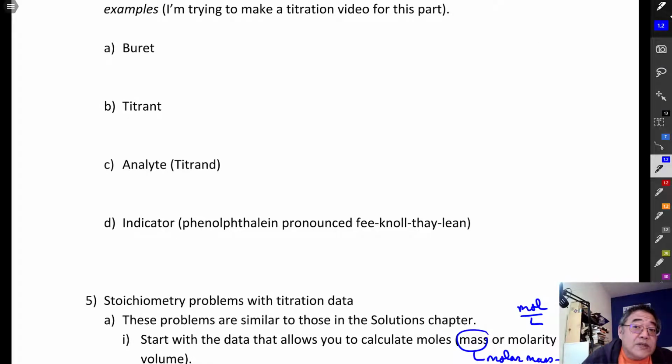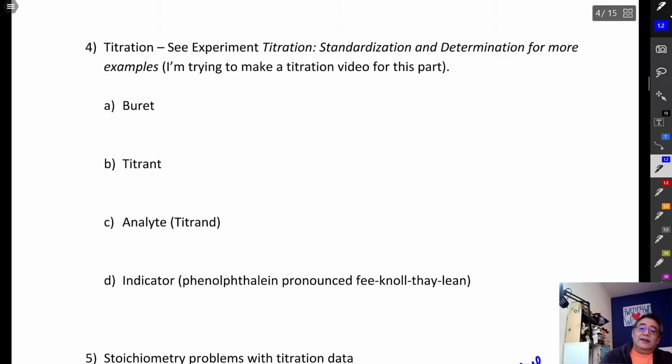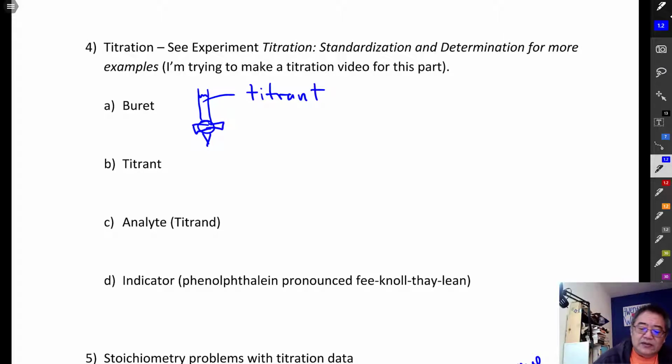All right, so let's go over what some of these different things are, okay? So the burette is that long glass item like this, right? And it has a point on it, and it has what we call the stopcock here. That's for turning it on and off. And then you have a liquid in here, and this is the titrant. The titrant is what you're going to use to titrate.